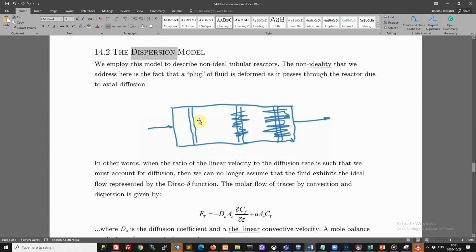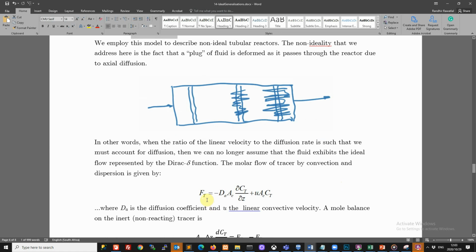So we would like now to develop the mass balance with this concept of dispersion in mind. So number one, if we consider our tracer at some point in the reactor, then we have molecules that are dispersing away from that plug like this. So number one, it could be due to diffusion. So the molar flow rate of our tracer is number one affected by diffusion or dispersion.